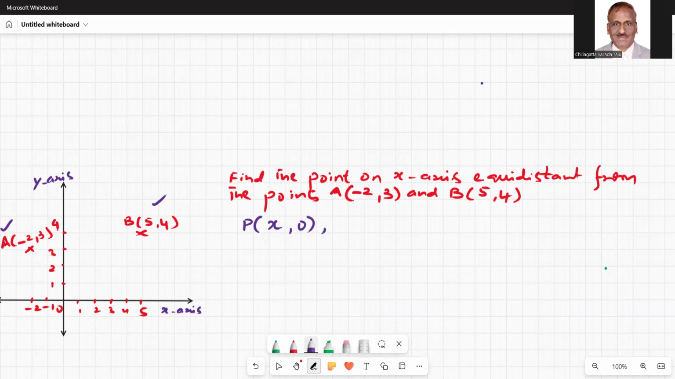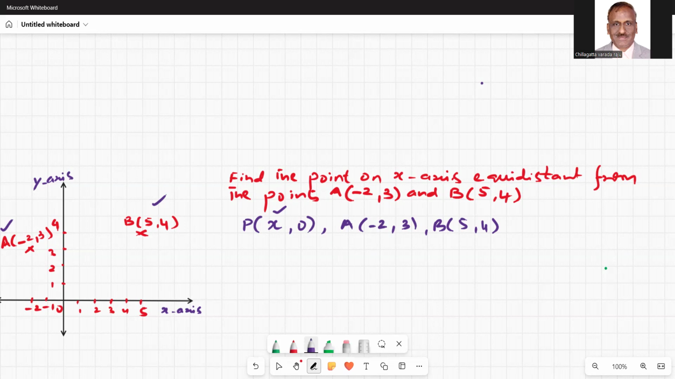And the 2 points which are given to you, A (minus 2, 3) and B (5, 4), are equidistant from that point P. So where exactly this point P is on the x-axis, we don't know. That you are supposed to find out. If you get the value of x, then you will come to the point P and we can plot that point P on the x-axis. So these 2 points are equidistant from that point P. So what is the meaning of this? PA is equal to PB, can I write?